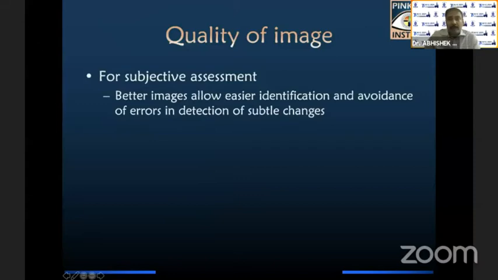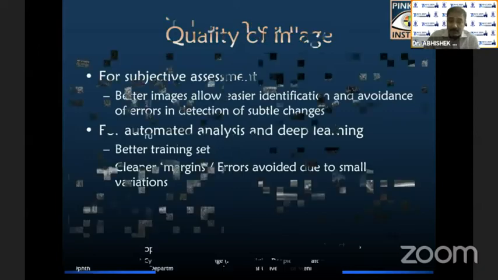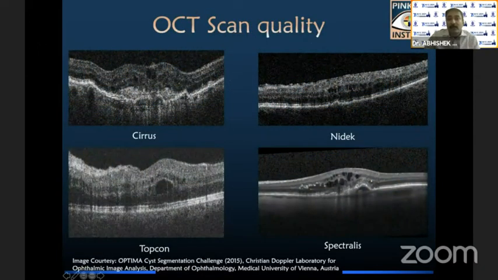So the quality of an image is very important here, and for subjective assessment, it's better to have better images because they lead to avoidance of errors, and for automated analysis, it's even more important. So this is the routine OCT scan quality that we get from 4 of the major vendors: Cirrus, Topcon, Spectralis, and Nidek, which are there in our clinics.